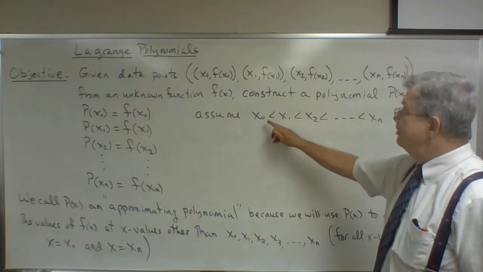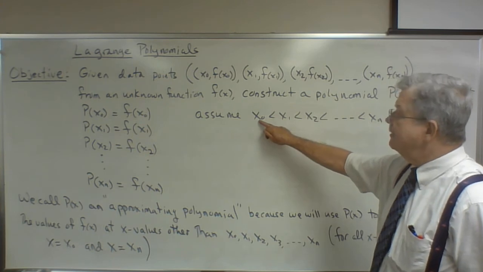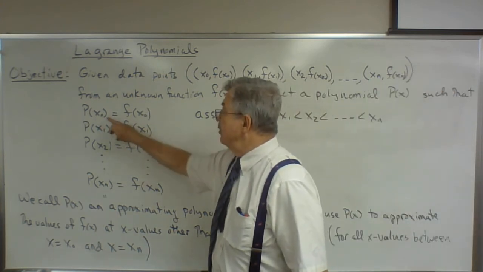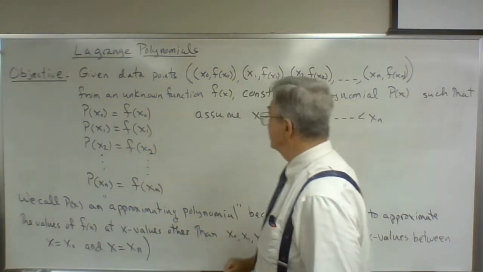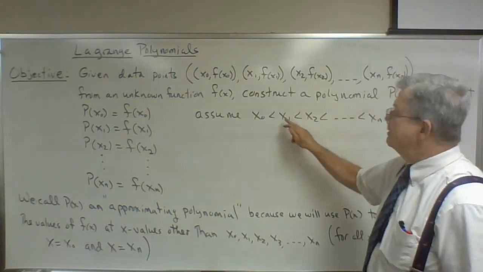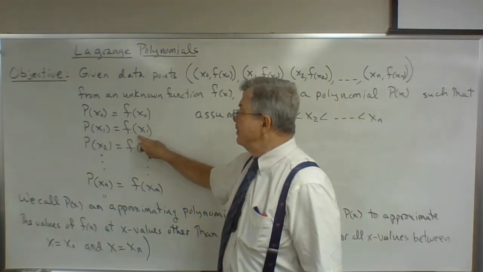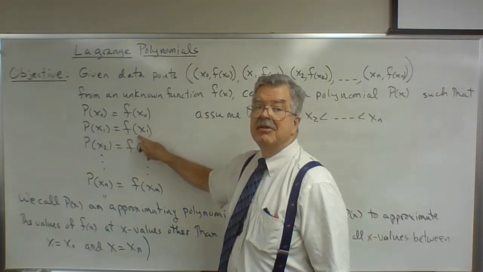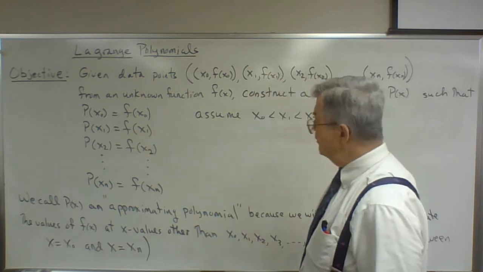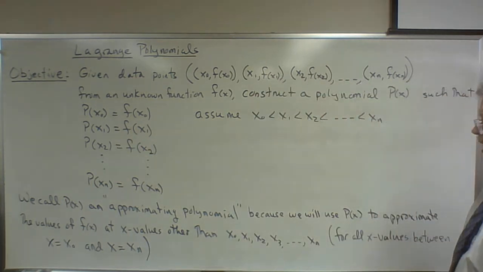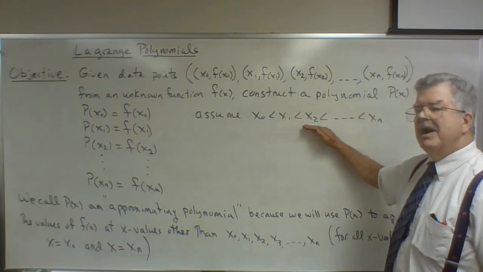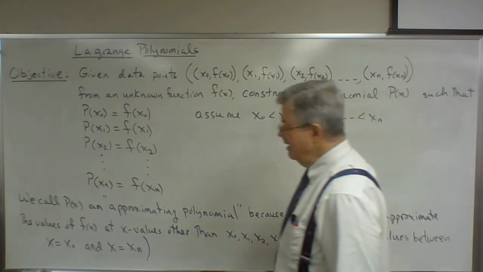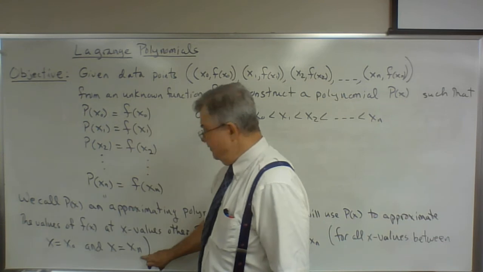And of course, if we plug in x naught to our approximating polynomial, we want to get exactly the y value of our data point. And if we plug in x1 into our polynomial, we want to get exactly the y value of our data point, and so forth. And we will notice that we're only going to use this to get approximations for the y values of f of x between x naught and x of n.